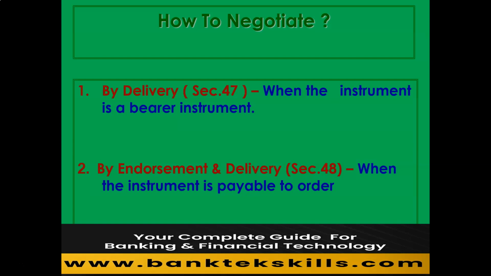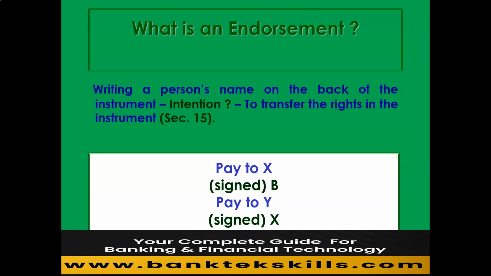And there can be a series of endorsements, and if the space falls short on the back of the check, a page can be attached or stapled with the check, which is called allonge, A-L-L-O-N-G-E. What is endorsement? Writing a person's name on the back of the instrument, right? So it can be for any purpose or intention. It can be that he owes a certain money to someone. To transfer the rights of the instrument, section 15.